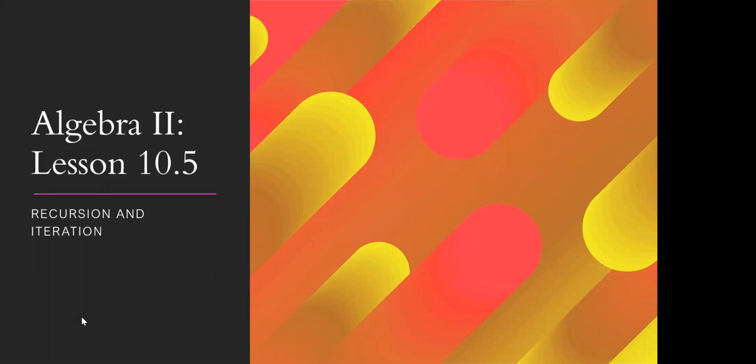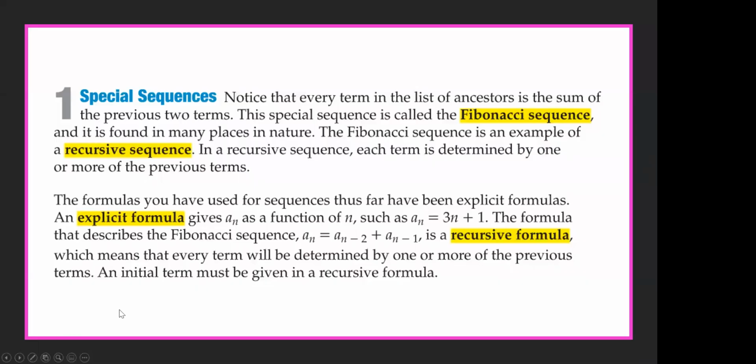Okay, so this is about recursion and iteration. We have special types of sequences. A special sequence is called the Fibonacci sequence. That was in the textbook. A Fibonacci sequence is an example of a recursive sequence, okay? In a recursive sequence, each term is determined by one or more of the previous terms. So in order to get the third term, you have to figure out the first and the second term.